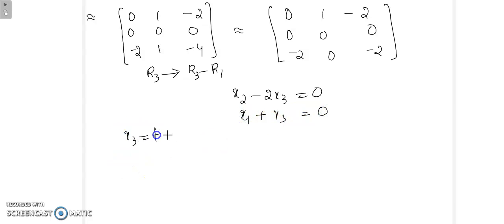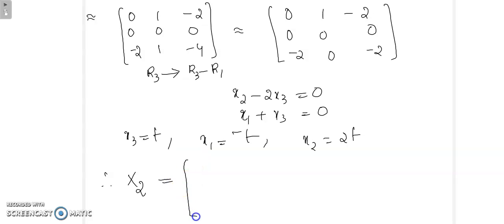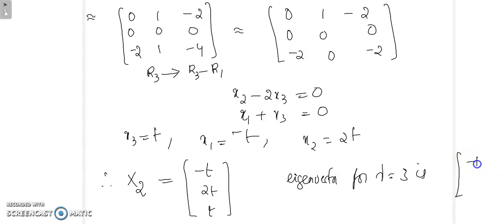So again put x3 equal to t, that gives x1 equal to minus t, and x2 will be equal to 2 times t. So therefore the second eigenvector x2 will be equal to minus t, 2t and t. So the eigenvector for lambda equal to 3 will be minus 1, 2, 1. And let us see for lambda equal to 5.